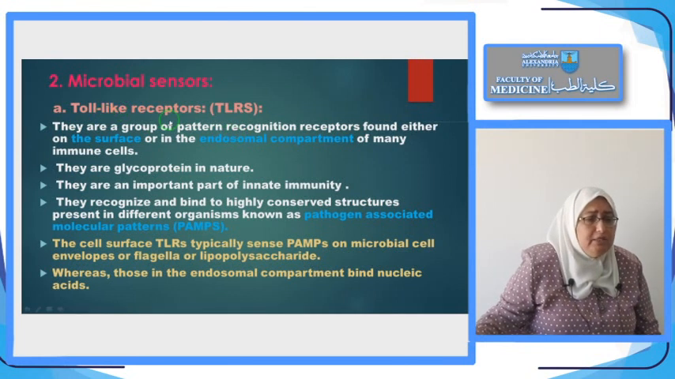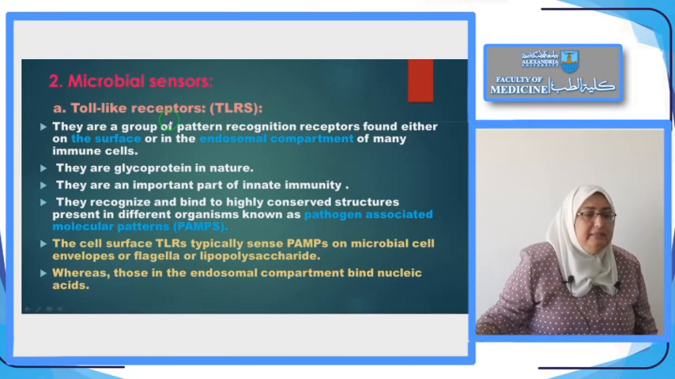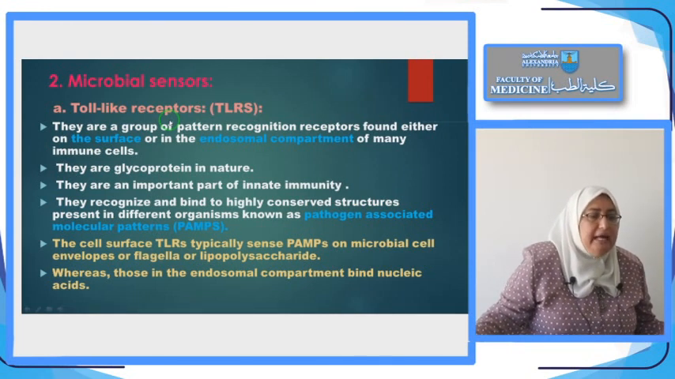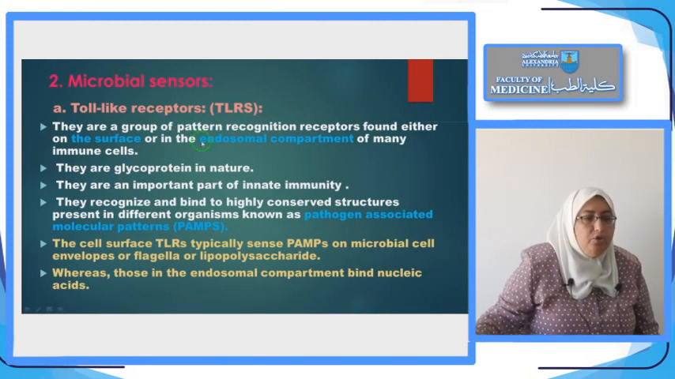What is Toll? It was discovered by a German scientist in fruit fly. He said, that's a Toll, meaning that's a great discovery. So they called it Toll-like receptor. Toll-like receptors are a group of pattern recognition receptors found either on the surface or in the endosomal compartment of many immune cells. They are glycoprotein in nature.